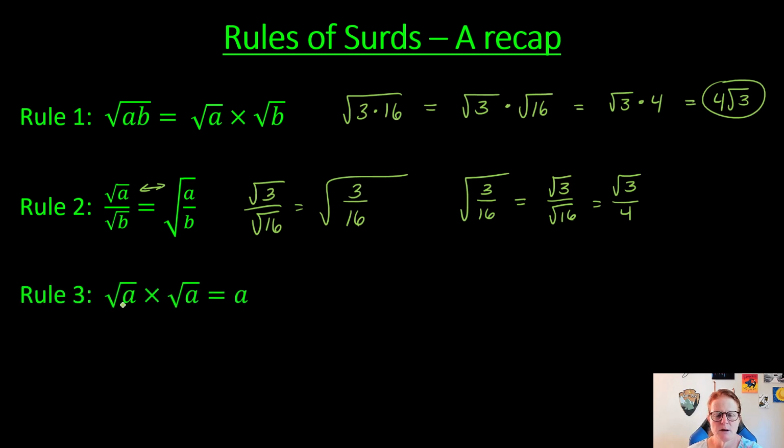Rule number 3, when we have the same numbers in the same surd, the same root, then when they multiply together, we just have the number. For example, if I have the square root of 3 times the square root of 3, the final answer when I multiply these together is just 3. And again, this kind of goes back to the first rule, rule 1. What this means is, because I can put them together, and 3 times 3 is 9, and if I take the square root of 9, I get 3. So that's how that works.